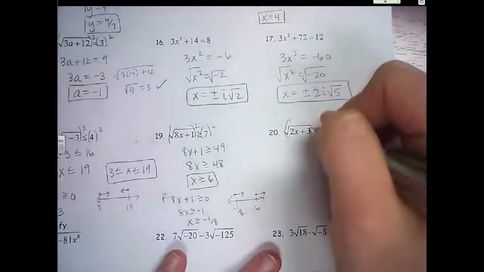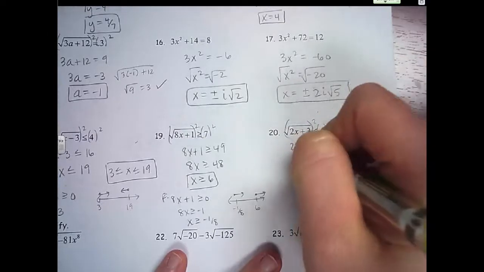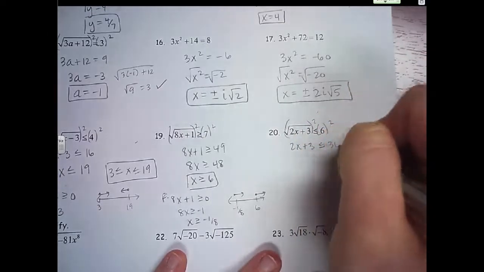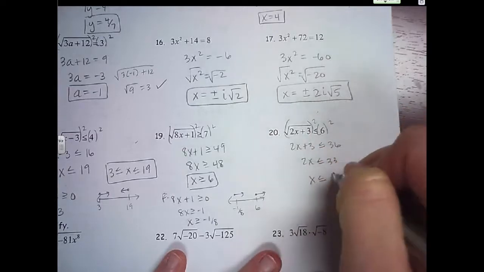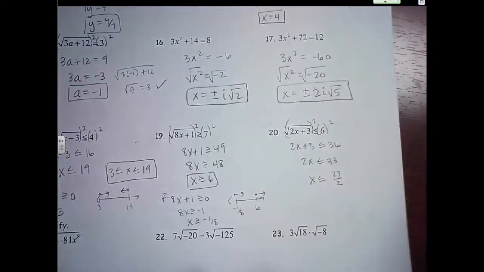Number 20. Square both sides. 2x plus 3 less than or equal to 36. 2x is less than or equal to 33. X is less than or equal to 33 over 2.